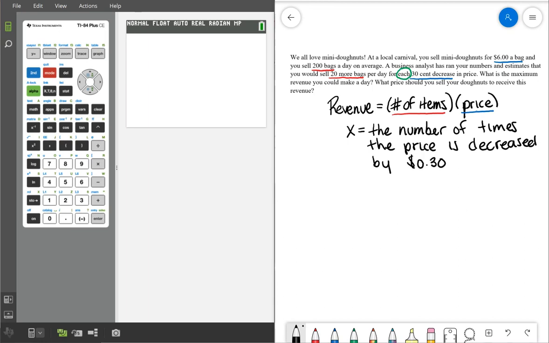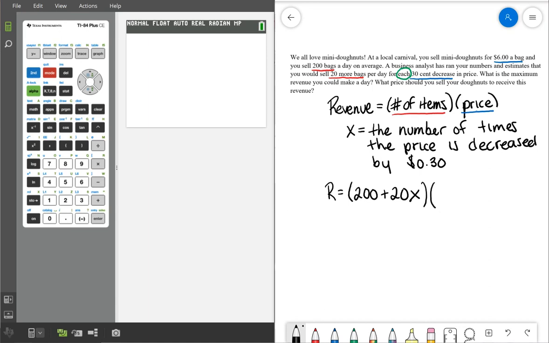Now we're ready to start building our formula. So I'm going to use R for revenue. And what this is going to be equal to is the number of items. So we're going to start with our 200 that we normally sell, but we're going to add 20 more each time I decrease the price by 30 cents. Notice that I'm putting my variable in. So if I decrease the price once, that's going to result in 20 more bags of donuts being sold. If I decrease it twice, then I'm going to add 40, and so on and so on.